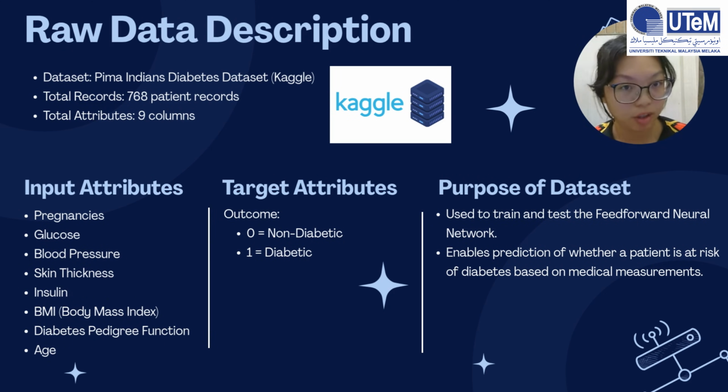There are a few input attributes that we put into this project, which are pregnancy, glucose, blood pressure, skin thickness, insulin, BMI, diabetes pedigree function, as well as the age. The target attribute is 0 for non-diabetic and 1 for diabetic.